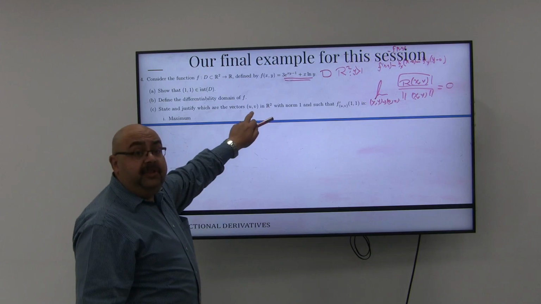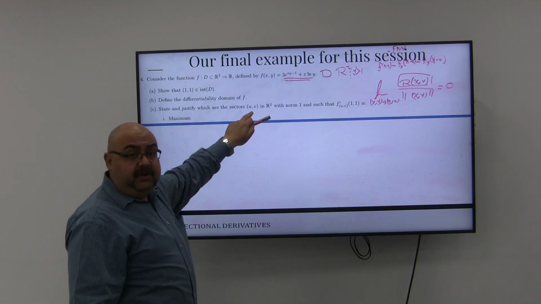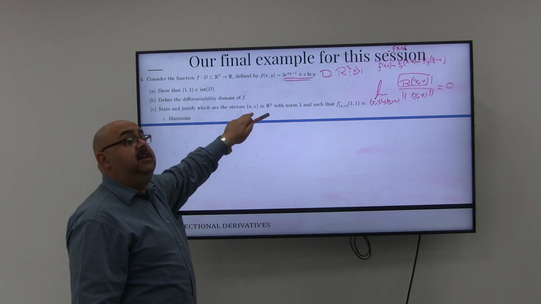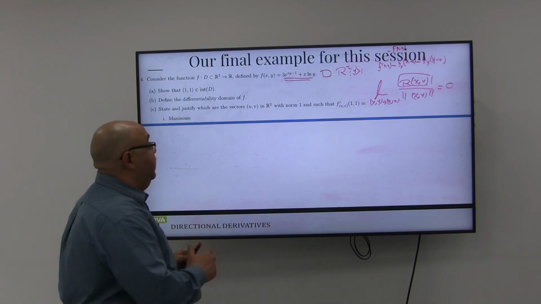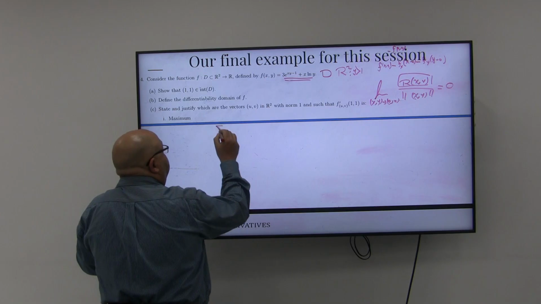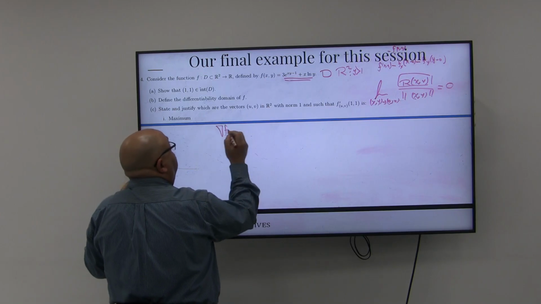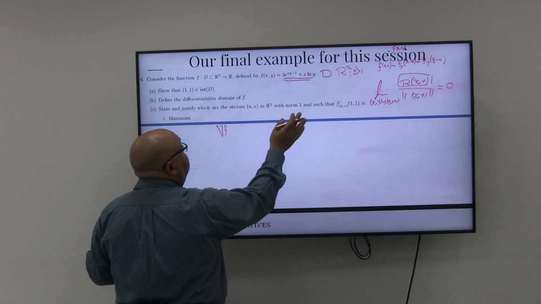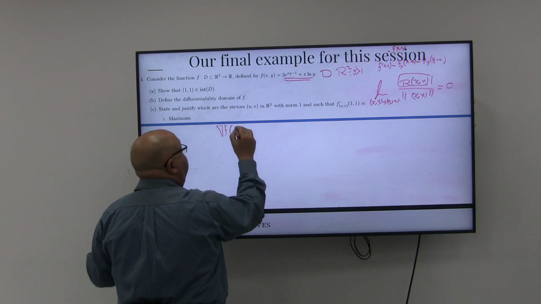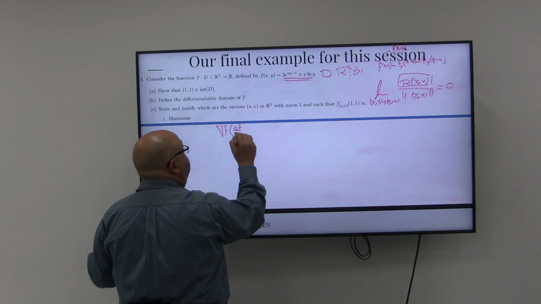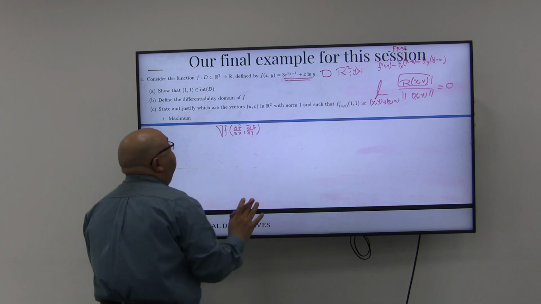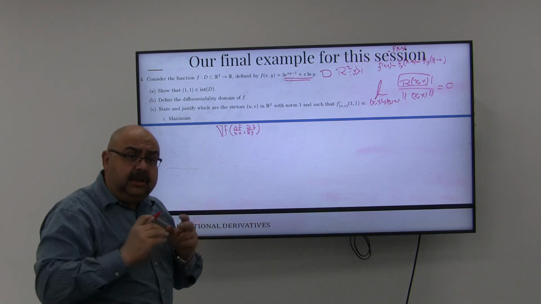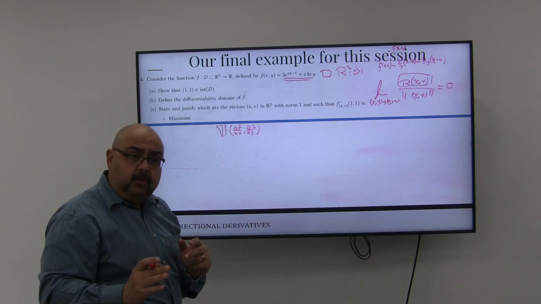In order to do this part, now I know the function is differentiable and I can find the partial derivatives. Let's get first the gradient vector. So I will try to get the gradient vector of f at the indicated point. The gradient vector of f is simply partial f partial x, partial f partial y. All I have to do is to differentiate my function with respect to x and y.